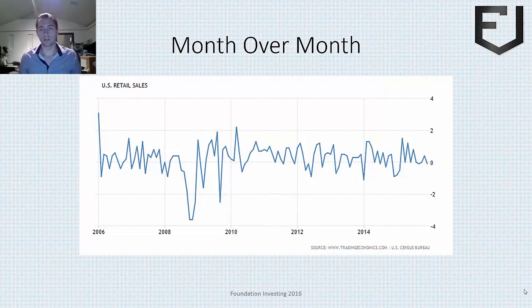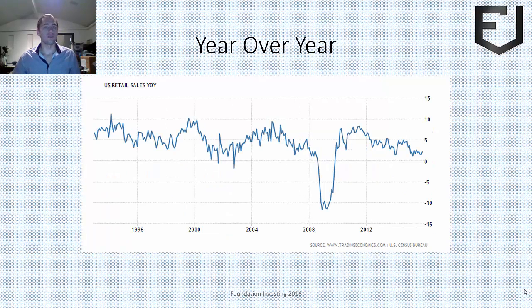Here's the year over year number. This compares, for instance, November 2015 retail sales over November 2014. What you can see is this thing tends to trend. It's a little bit easier to read, you can tell a little more from the graph, and it oscillates between plus 10% and around minus 10% in very brutal recessions like 2008.